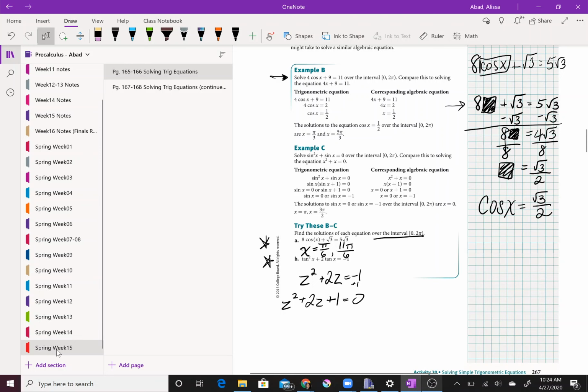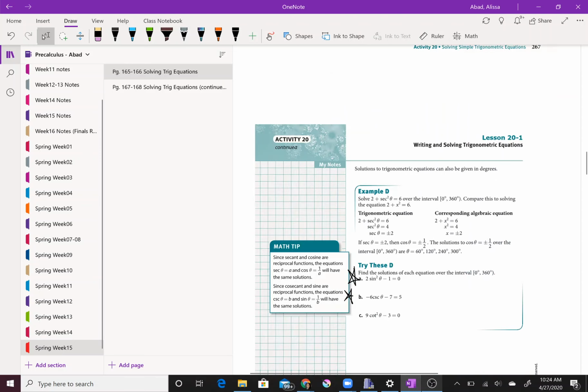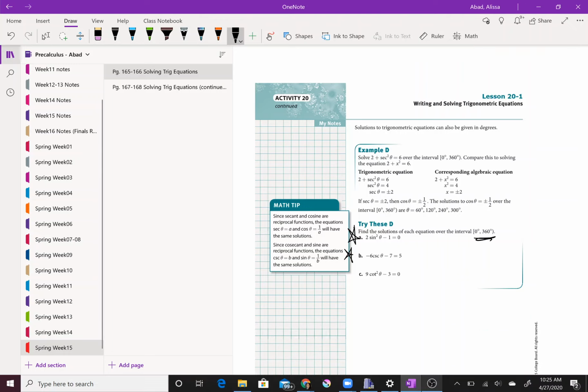So these are a few more examples to look through. These are generally the same as what you had before, but just keep in mind that they're going over the interval of 0 degrees to 360 degrees. So same idea as what you did before. It's just that you're looking at the degree measure for it. So for this one, 2 sine squared theta minus 1 equals 0.